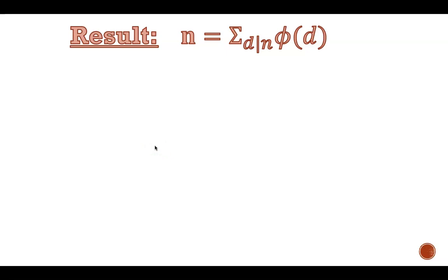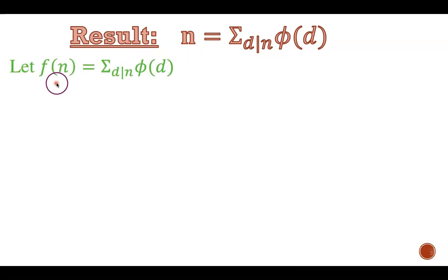Let us consider the result: n is equal to the summation over all divisors d of n of phi of d, where phi is the Euler phi function. To prove this result, we first consider the RHS of this result, and we assume that this is a function of n.